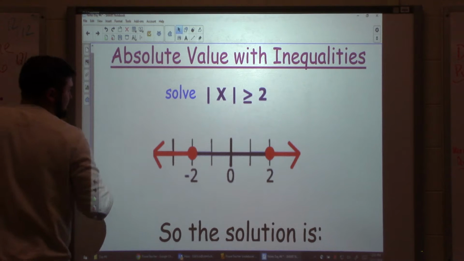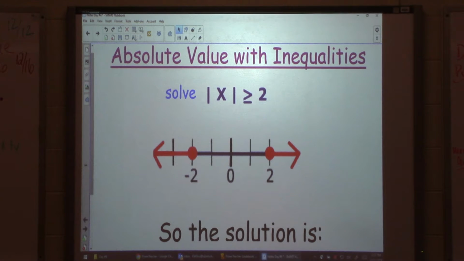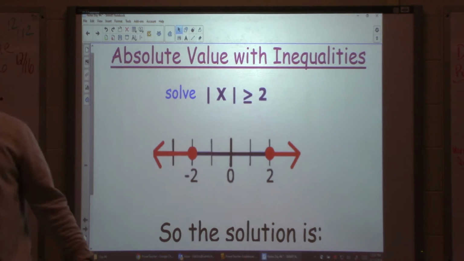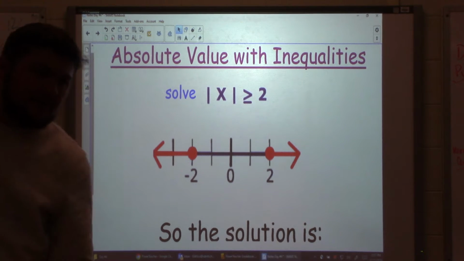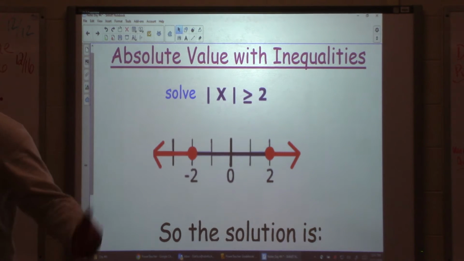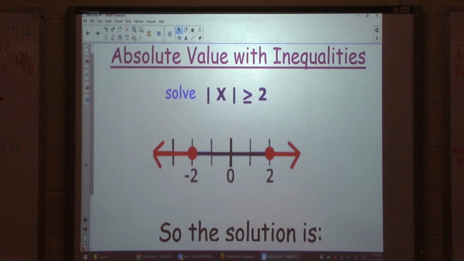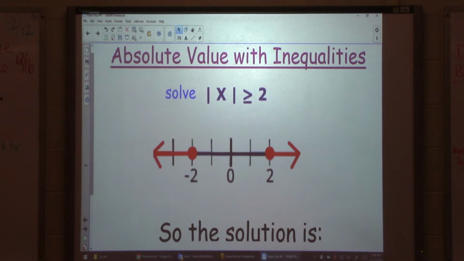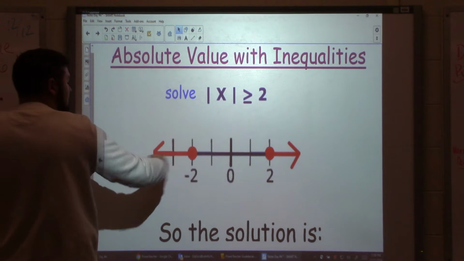If I'm looking at this inequality, solve the absolute value of x is greater than or equal to 2. What kind of numbers could work for that? 2, right? The absolute value of 2 is 2, which is equal to 2. That would work. What other numbers would work? Negative 2. Absolute value, that's positive 2, which is equal to 2. Anything else? 100 would work. Absolute value of 100 is 100. It's greater than 2. What about negative 100? Yeah, that would work. Anything equal to or greater than 2 or equal to or less than negative 2 works for this.